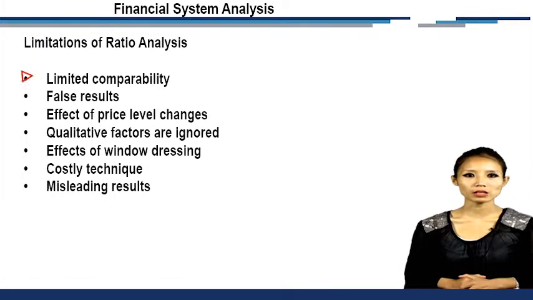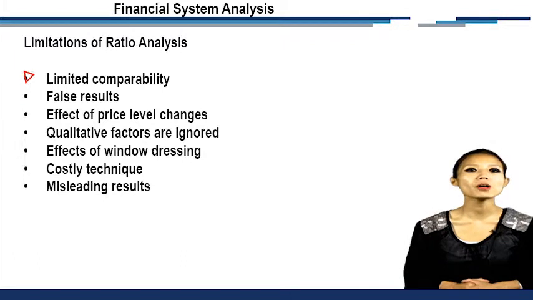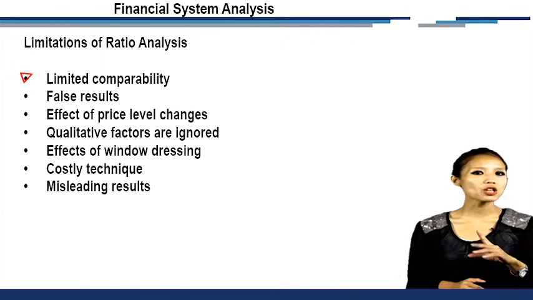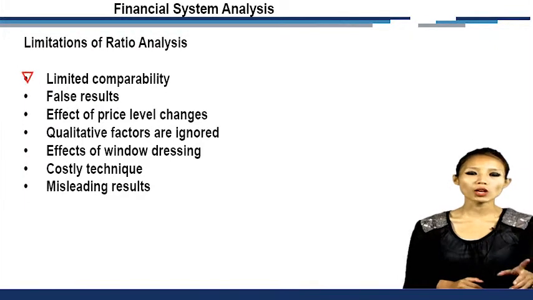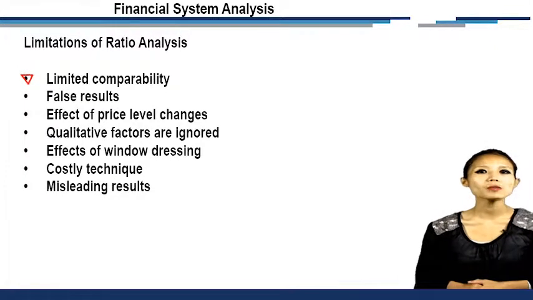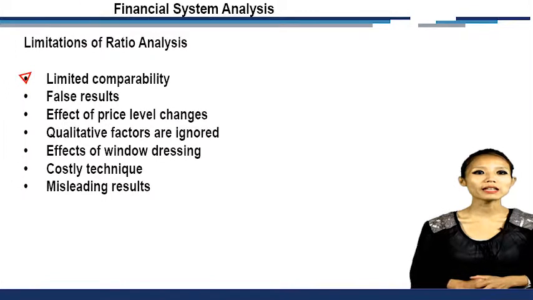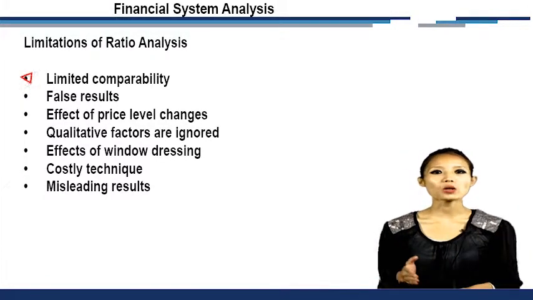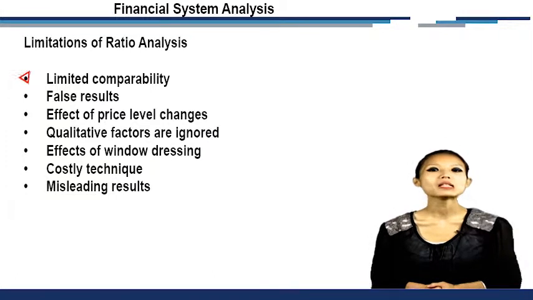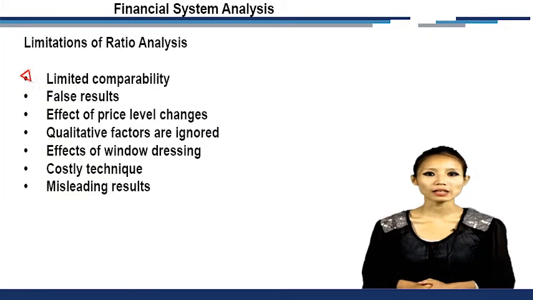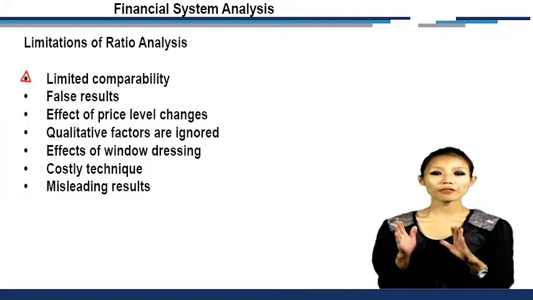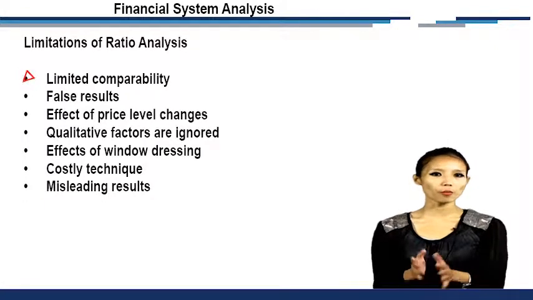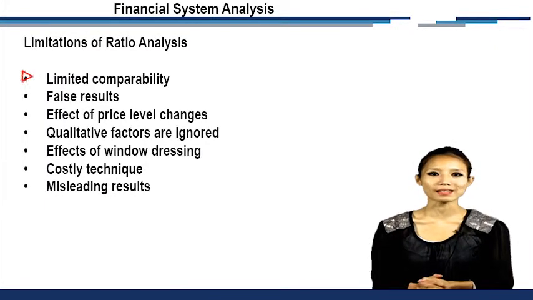Limited comparability. Different firms apply different accounting policies. Therefore, the ratio of one firm cannot always be compared with the ratio of another firm. Some firms may value the closing stock on LIFO basis, while some other firms may value on FIFO basis. Similarly, there may be differences in providing depreciation of fixed assets or certain provisions for doubtful debts, etc.